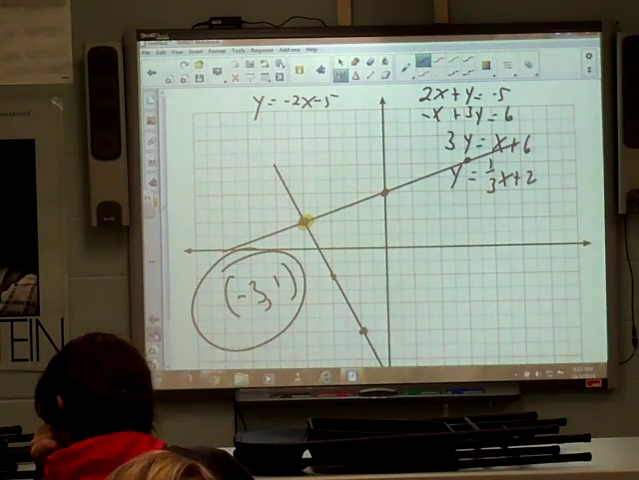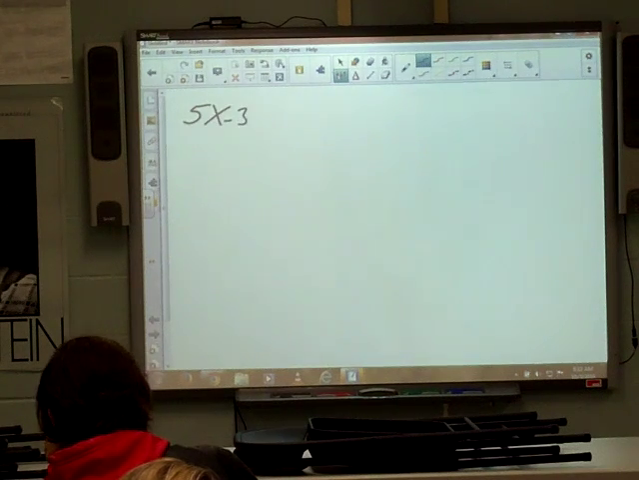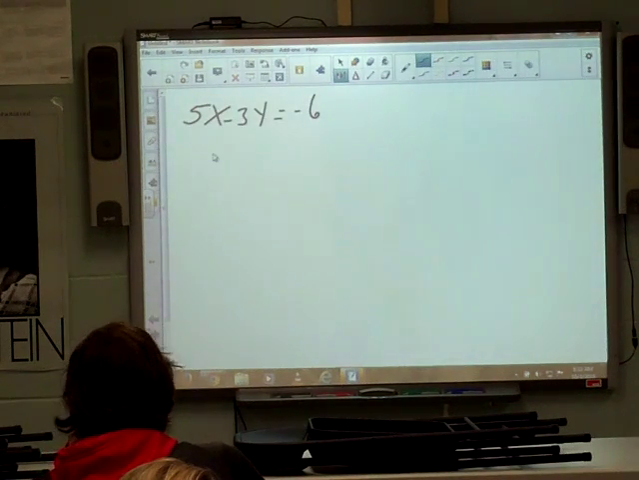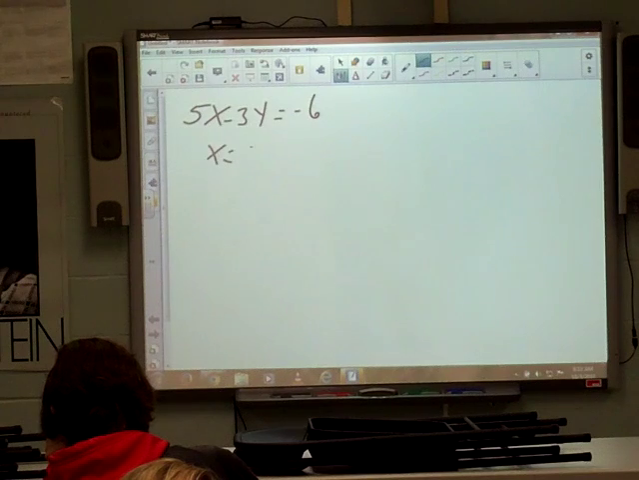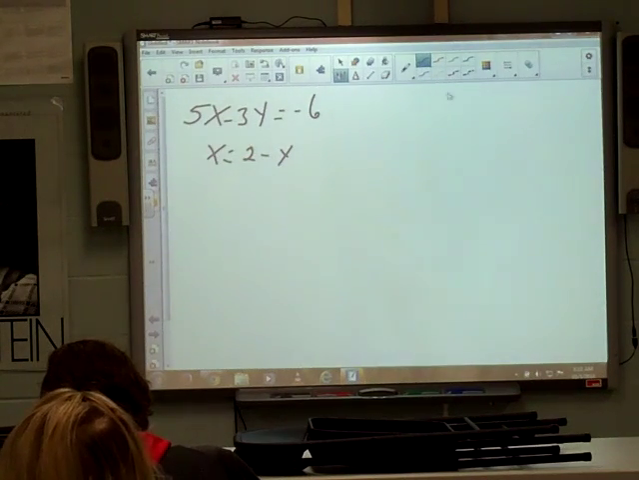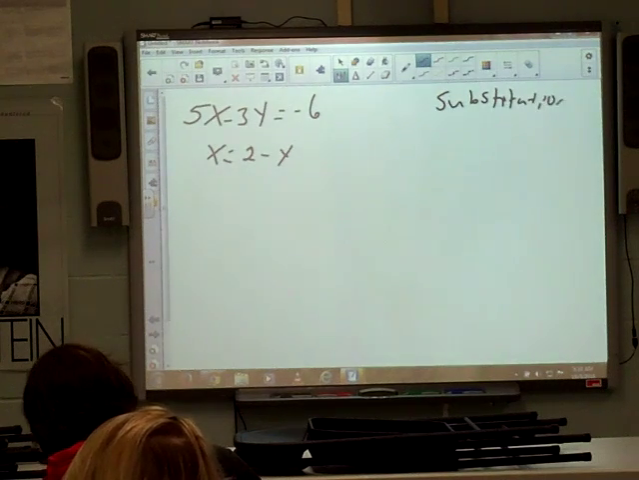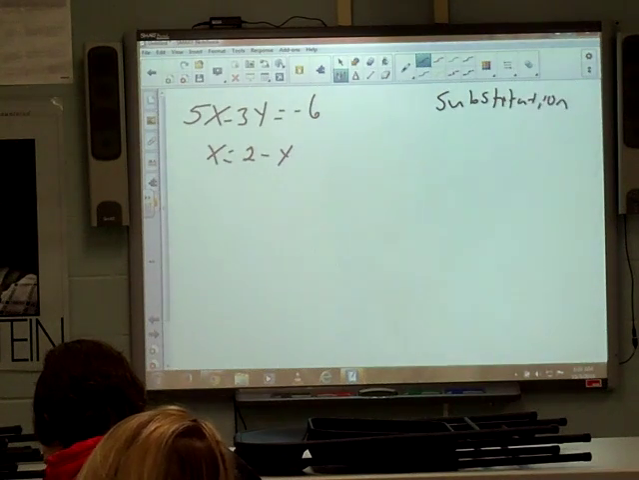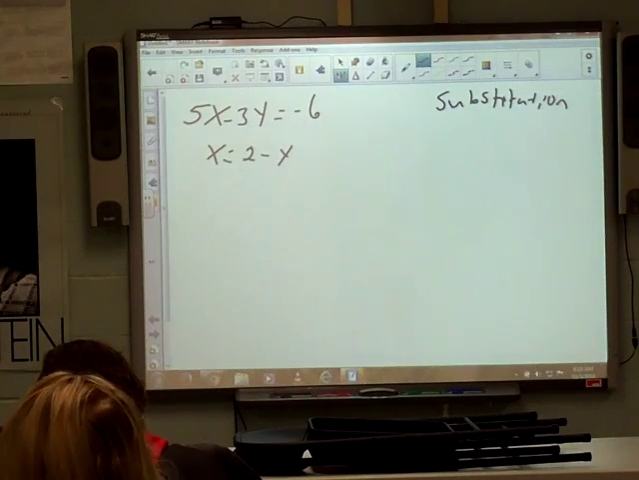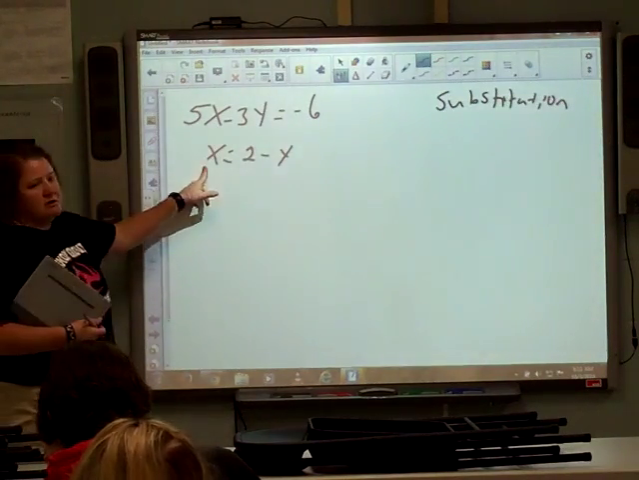Alright, this one says 5x minus 3y equals -6, and then x equals 2 minus y. Alright, directions say solve the system, so we're looking for where those two lines are going to intersect. Now the method we're fixing to use on this one is what is called substitution. Substitution out of all three of the methods would be the easiest one on this one. Substitution is easiest to do if you've already got a variable solved for.